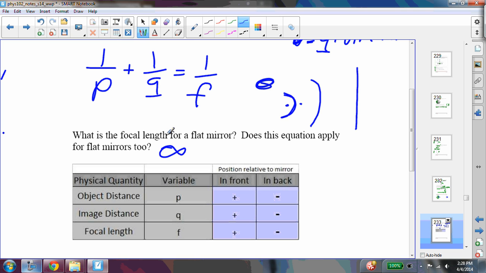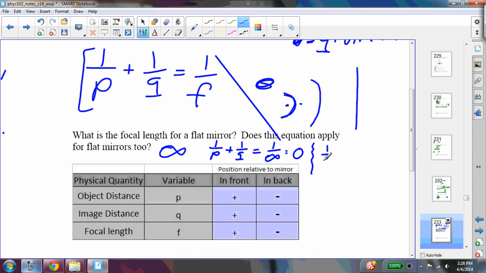infinite. All right, so does this mirror equation apply then for flat mirrors as well? Well, let's see. Let's just put in our focal length. 1 over p plus 1 over q is equal to 1 over infinity, pardon me, which is equal to 0. So also don't forget that q is equal to negative p. So I can say then that 1 over p plus 1 over negative p is equal to 1 over infinity, which is 0. So the mirror equation does apply for flat mirrors as well.